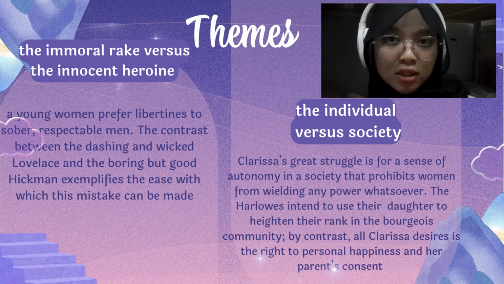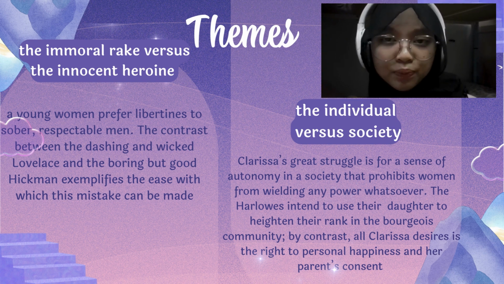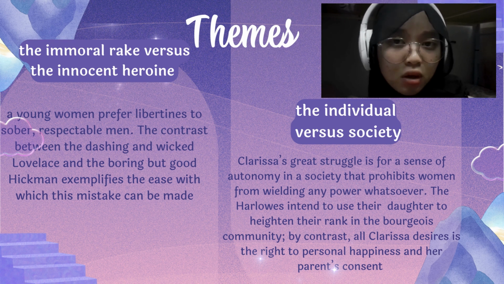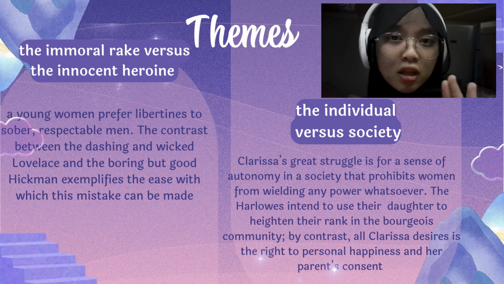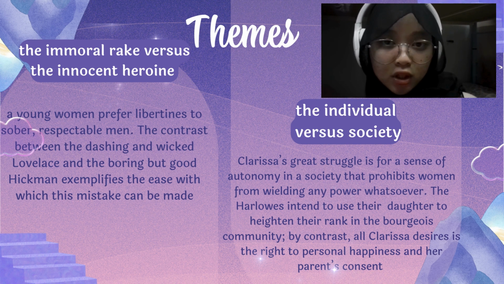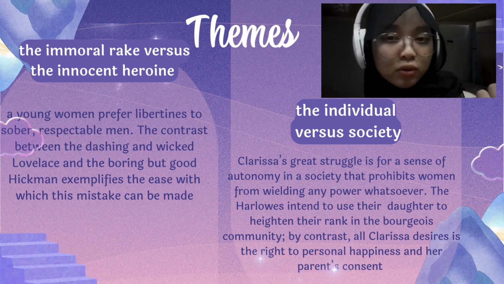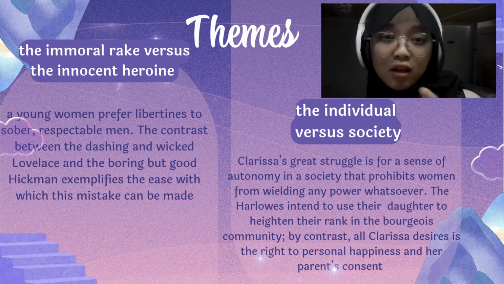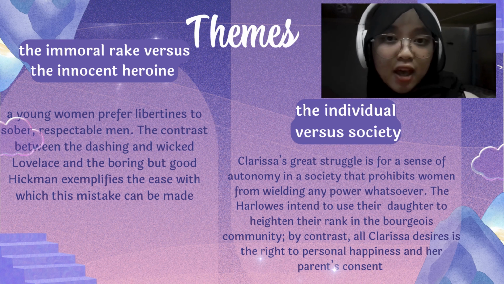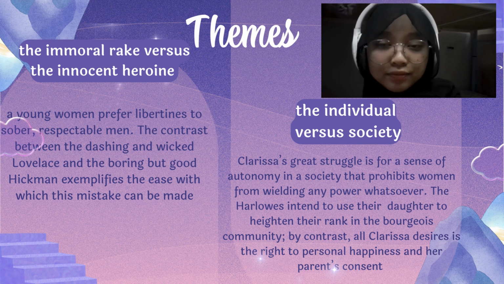So for the second theme, which is the individual versus society, this story took place in the mid-18th century, where society prohibits women from wielding any power whatsoever, and this has caused struggle to Clarissa when the Harlowes intend to use their daughter to heighten their rank in the bourgeois community. All Clarissa's parents wanted was status, without even thinking of their daughter's happiness. And this means even commanding Clarissa to marry a horrible rich man.